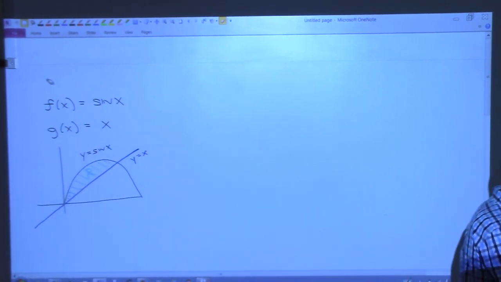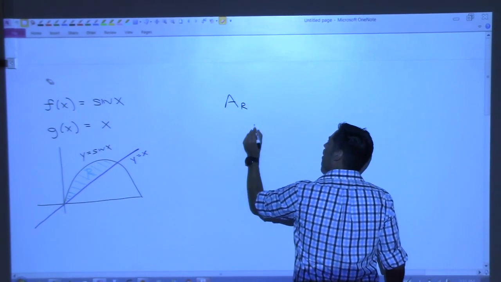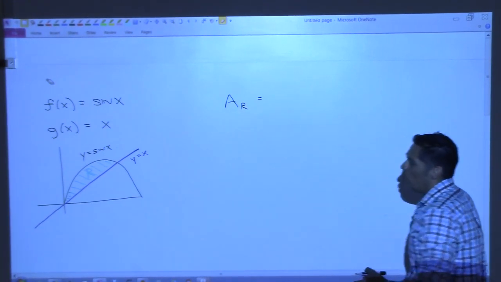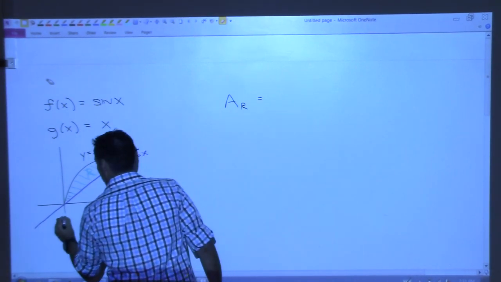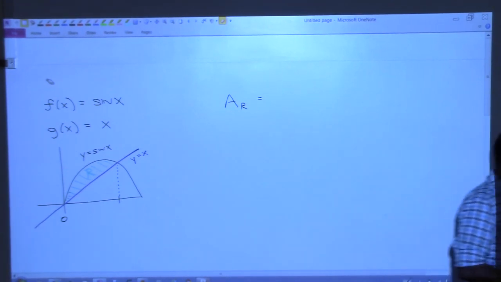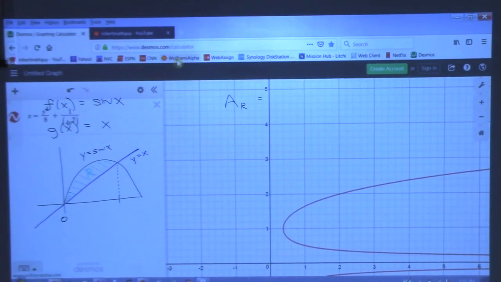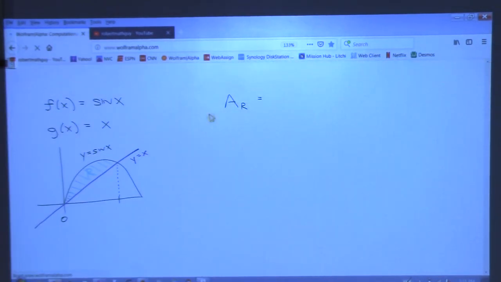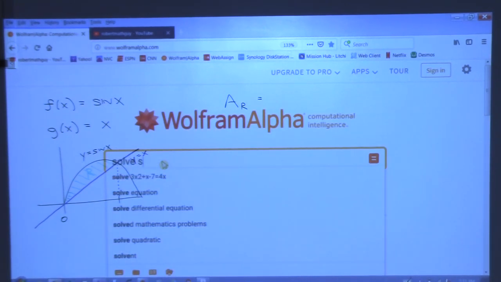First thing we're going to need to do is what? Find the area, right? So let's try to find the area. To find the area, I'm going to do an integral from where to where? 0 to there, right? Okay, so here we go. This is our first step to the computer. I'm using Wolfram Alpha. I know some of you don't like that. But what am I trying to solve? Sine x equals x.